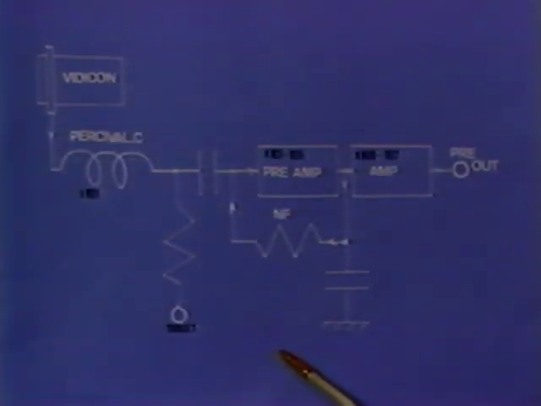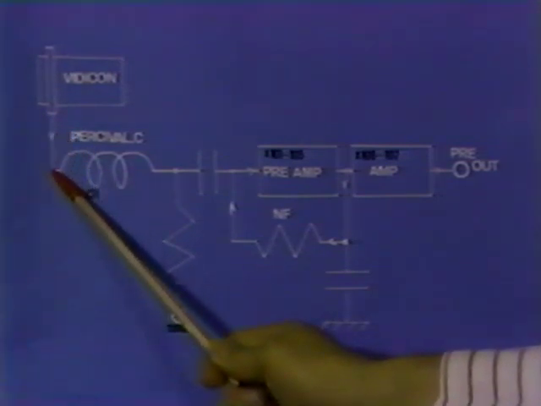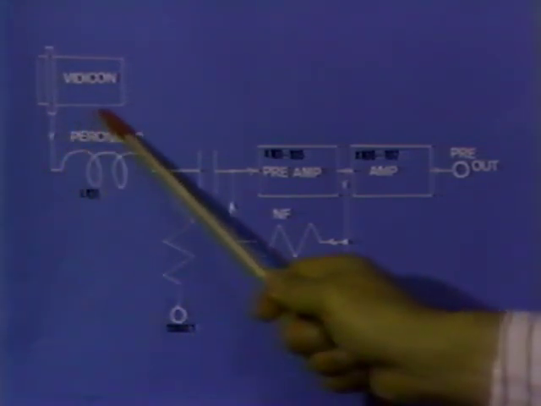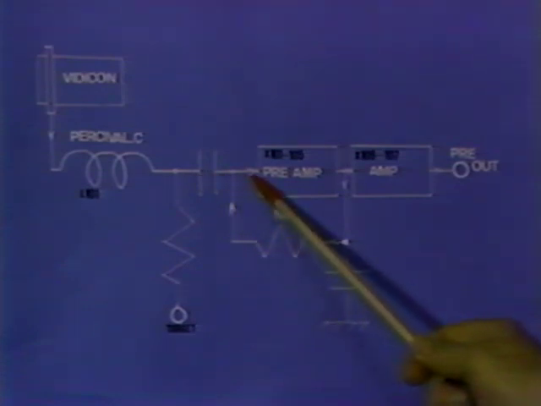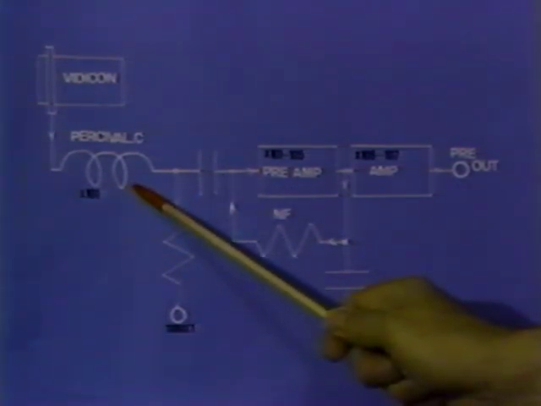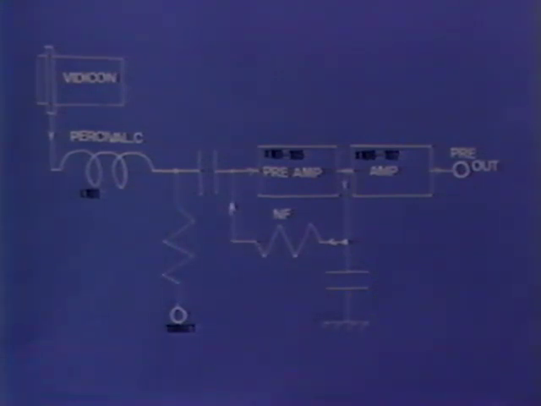Here is the preamplifier block diagram. The signal from the Vidicon through the Percival coil is guided to the preamplifier circuit. The Percival coil resonates at 8.2 MHz with the output capacitance of the Vidicon and the preamplifier's equivalent input capacitance. This improves the SN at 8.2 MHz by about 5 decibels.